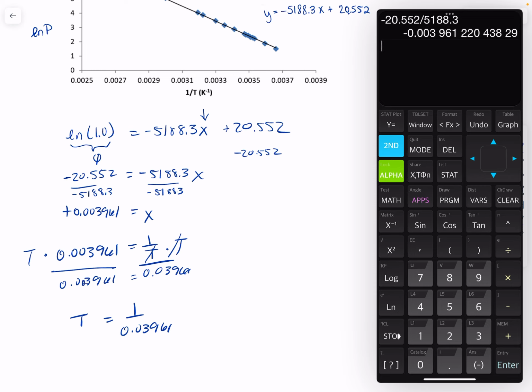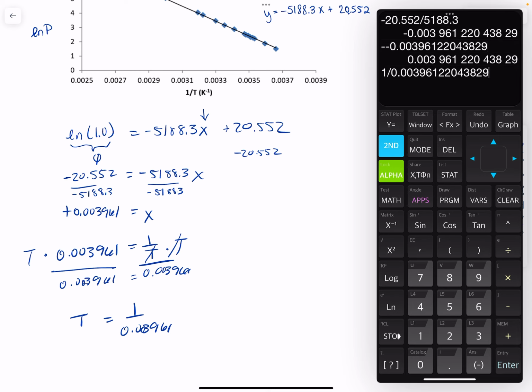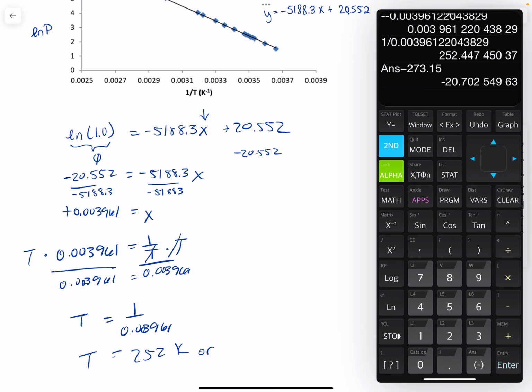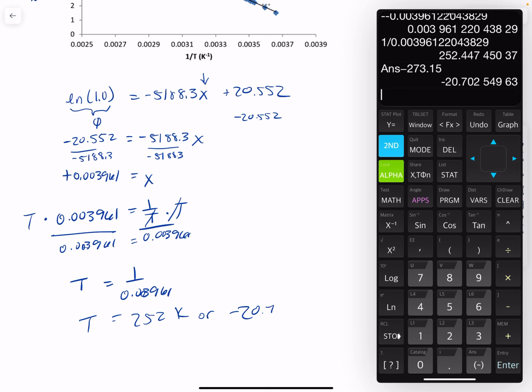I left out my extra 0. We're going to be taking the inverse of this number, if you like that kind of a thing on the calculator. So first, I'm going to actually make it positive. There we go. And then I'm going to say 1 divided by that number gives me a temperature of 252 Kelvin, or if I wanted it in Celsius, minus 273.15, negative 20.7 degrees Celsius.